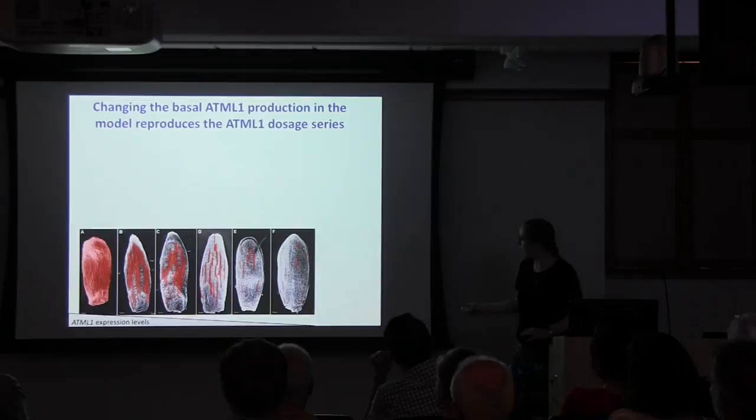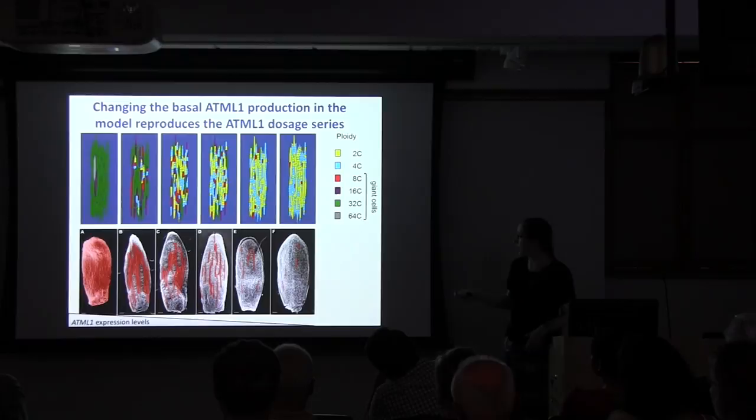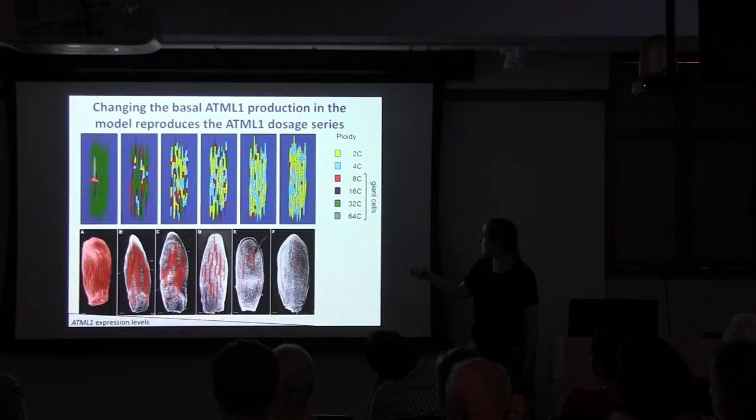So can the model reproduce our beautiful dosage series? Yes, it can. If we just vary the ATML1 production rate, we can get the whole range of different numbers of giant cells, from all giant cells down to a few giant cells like wild type, down to no giant cells in the mutant.